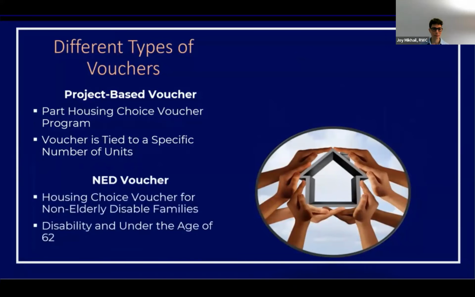Another voucher that's available is called the NED. It's a housing voucher that enables non-elderly disabled families to lease affordable private housing of their choice. NED vouchers also assist persons with disabilities who often face difficulties locating suitable, accessible housing in the private market. To qualify for this particular voucher, the head of household, spouse, or co-head must be under 62 with a disability.